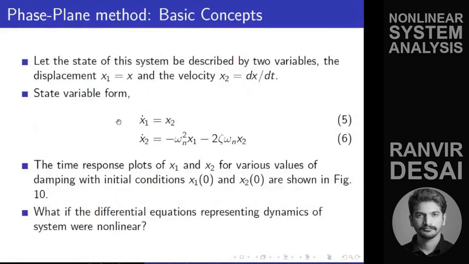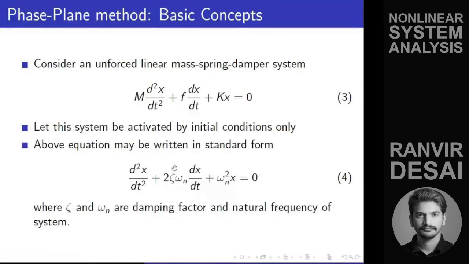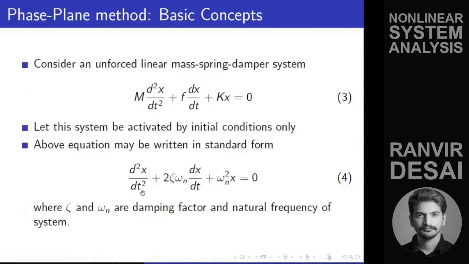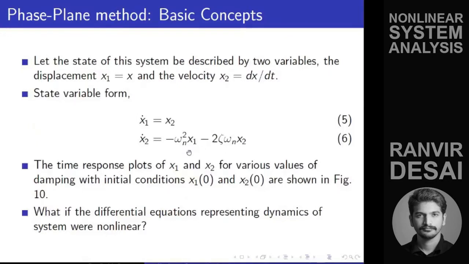Now this equation can be written as two first order differential equations this way. Here we choose the first state variable as x1, that is x, and the second variable as x2, that is the velocity. So we get x1 dot is equal to x2, and x2 dot is nothing but this equation: x2 dot is equal to minus 2 zeta omega n x2 minus omega n square x1. Here there is x2, this is x1. So we can plot this now.